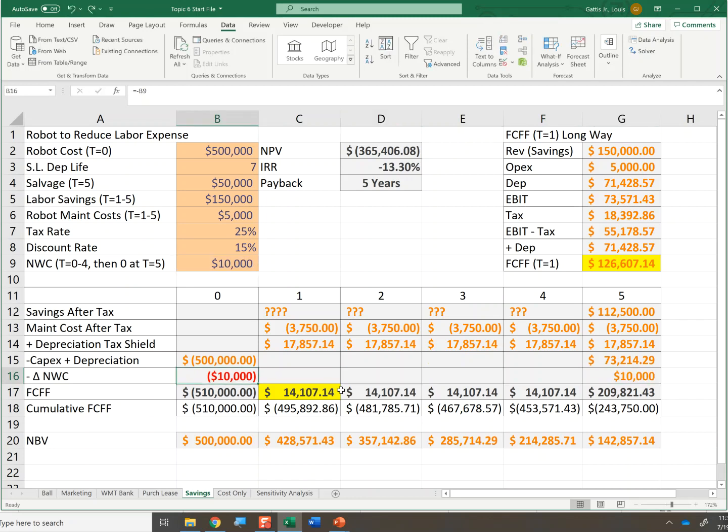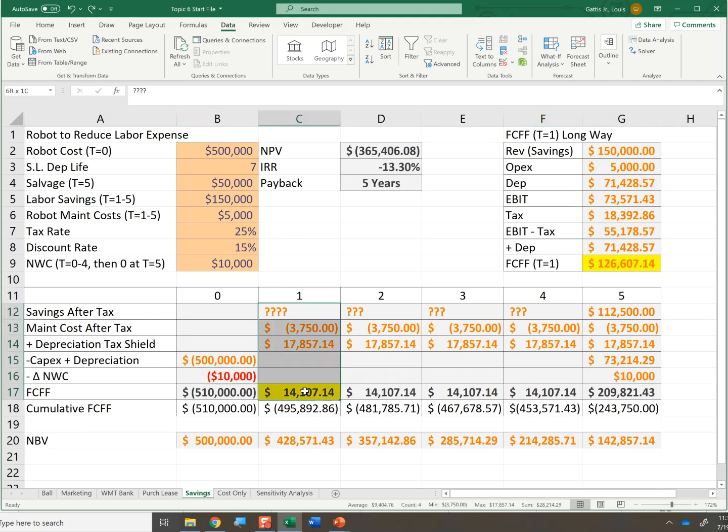So I did a little shortcut here. I just put minus $10,000 here and plus $10,000 here. Normally I would have a little line item down here of net working capital, and I'd show it go from 0 to 10,000, staying at 10,000, going to 0, and I would calculate the change. So it's a little shortcut.